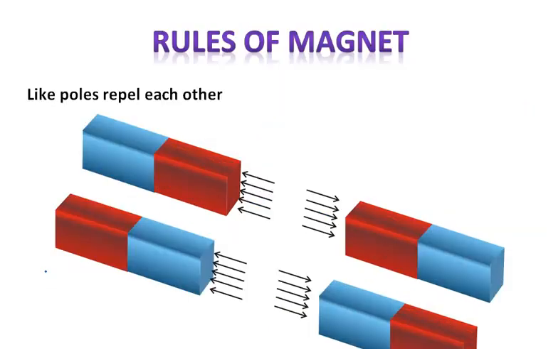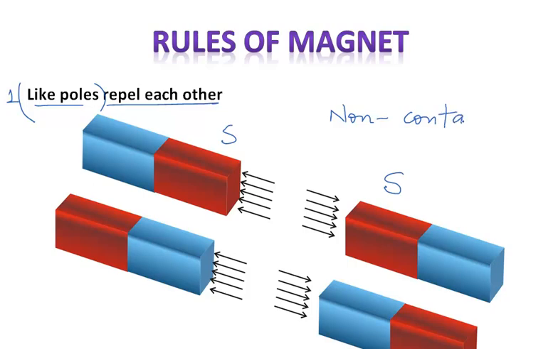Now there are certain rules about the magnet, and they are: first is that like poles repel each other. Like poles means similar poles. That means if the south pole of a magnet is placed against the south pole of another magnet, you will find some kind of repulsion. Now there is no contact. It is a non-contact type of force.